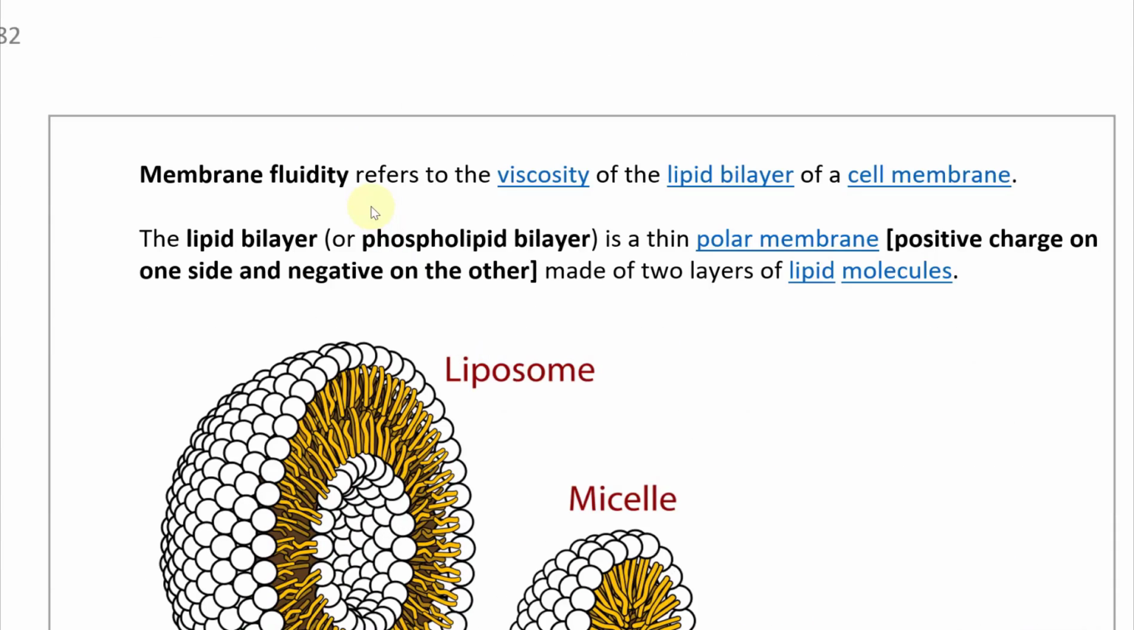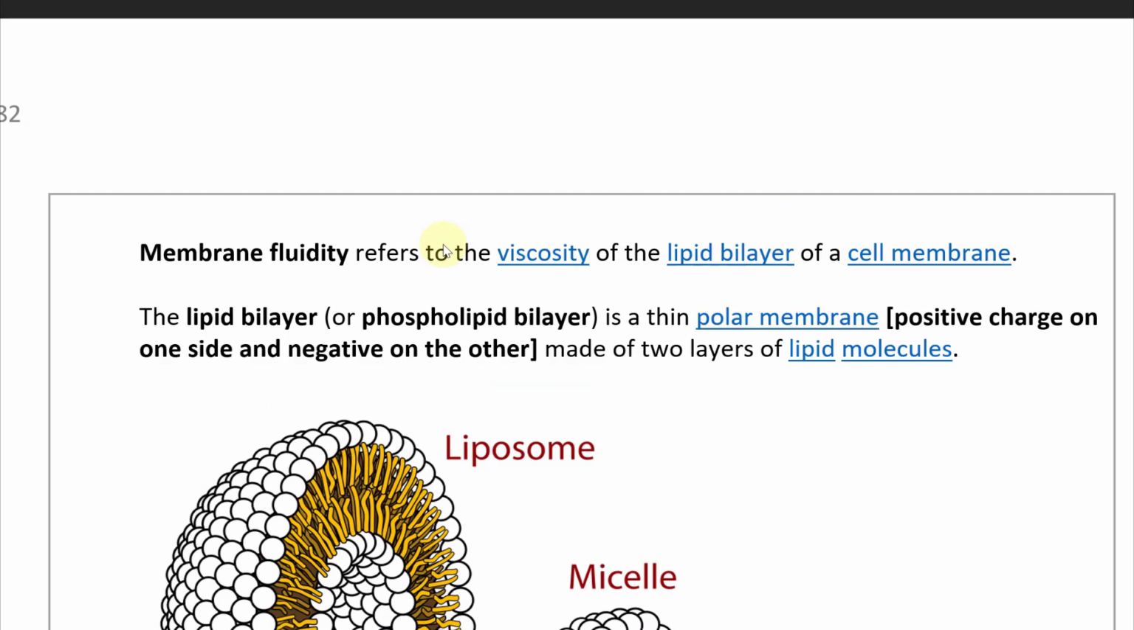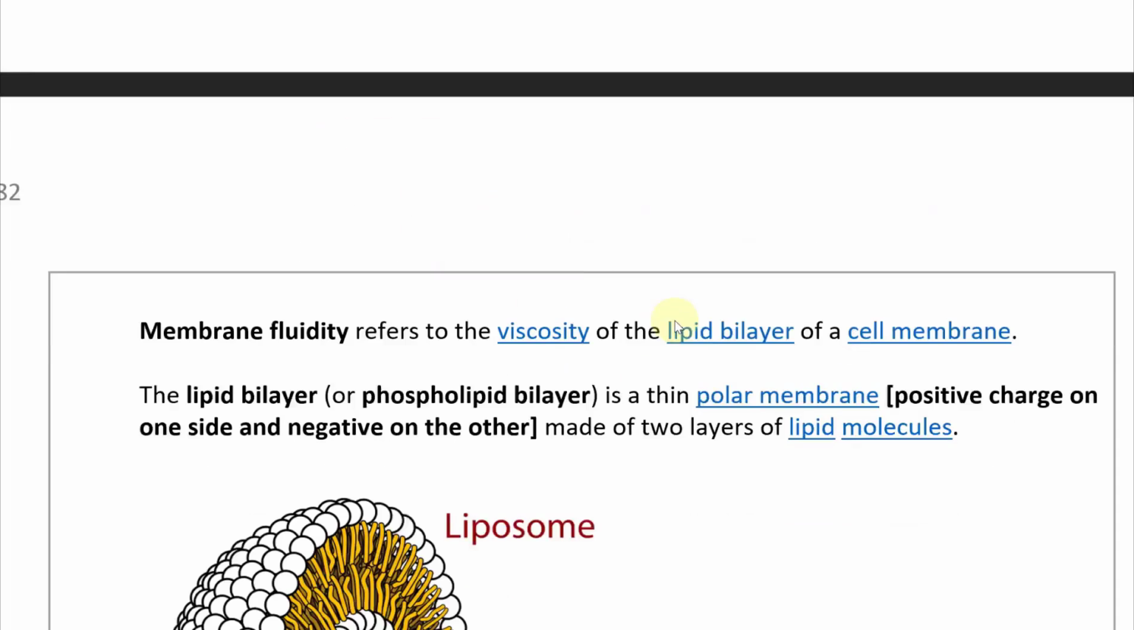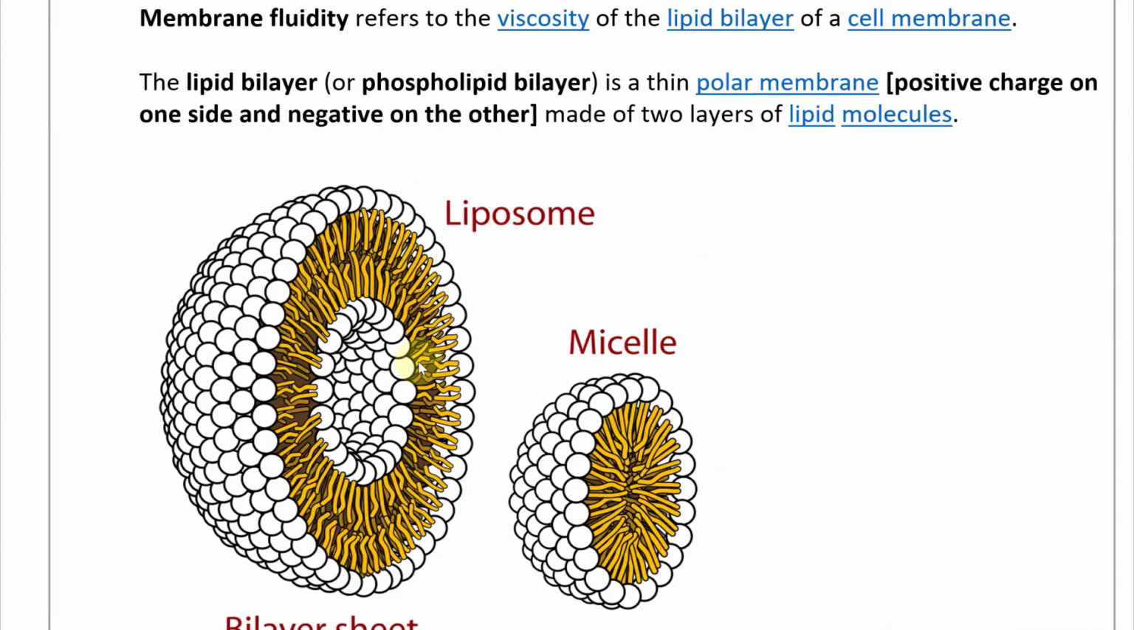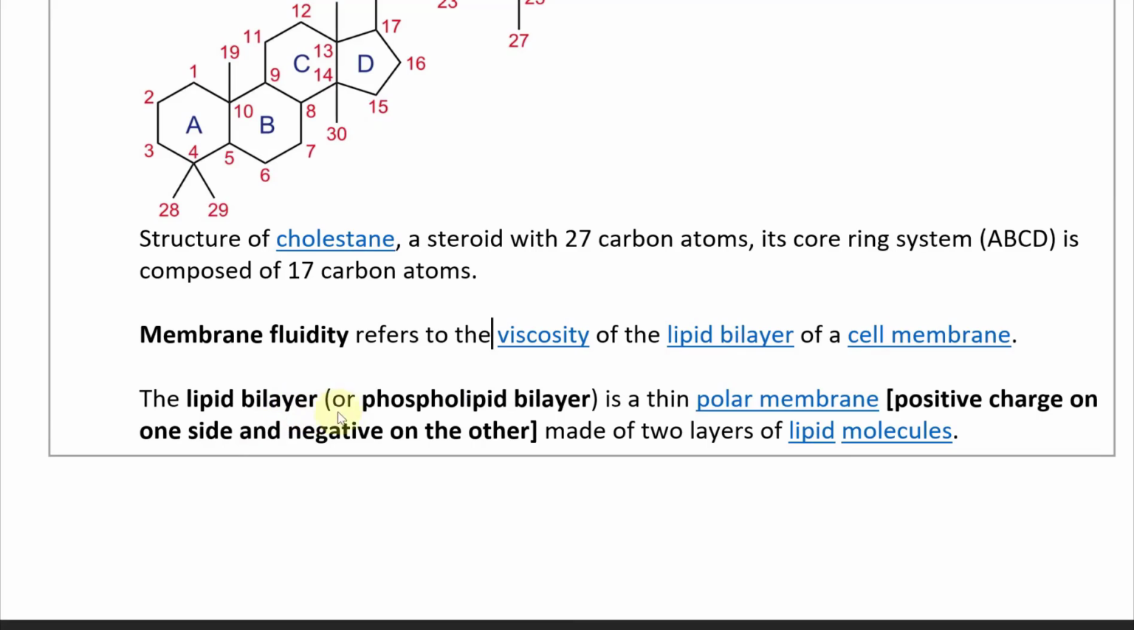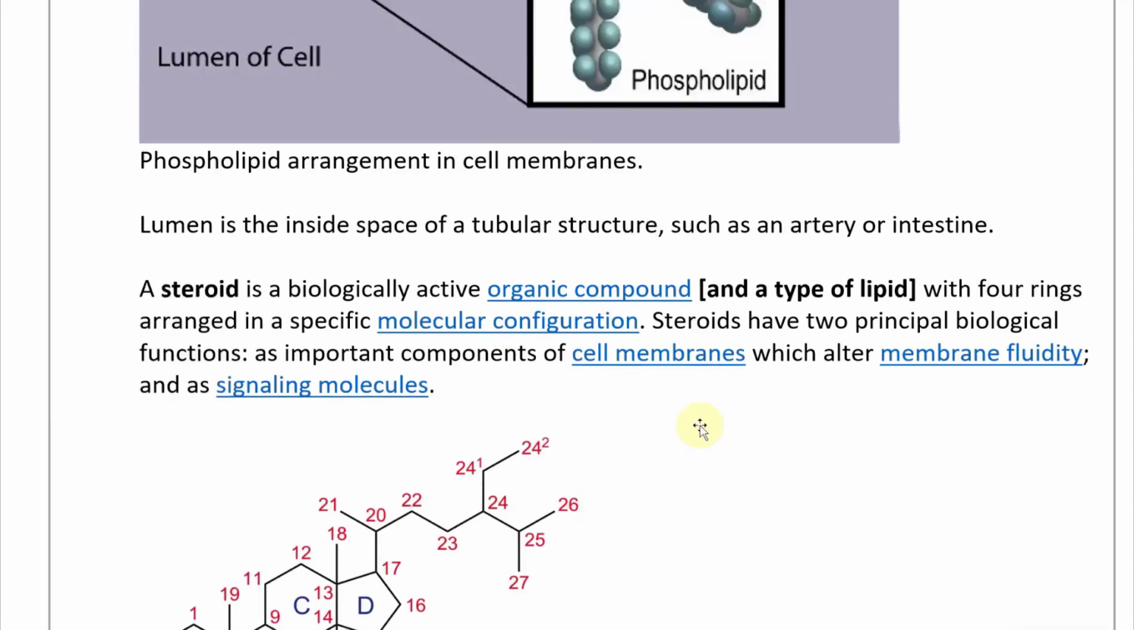That's fascinating stuff. And membrane fluidity refers to the viscosity of the lipid bilayer of a cell membrane. Yeah, the viscosity or thickness, or just the strength or how sticky it is, of the lipid bilayer, and that's what this steroid helps with, as well as signaling molecules. And the lipid bilayer or phospholipid bilayer is a thin polar membrane, positive charge on one side and negative on the other, made of 2 layers of lipid molecules, and that's pretty much it.